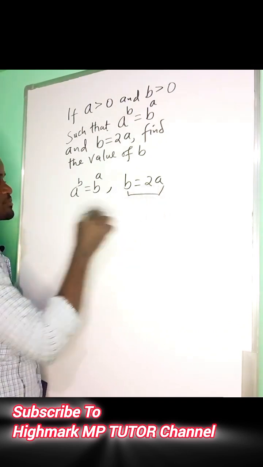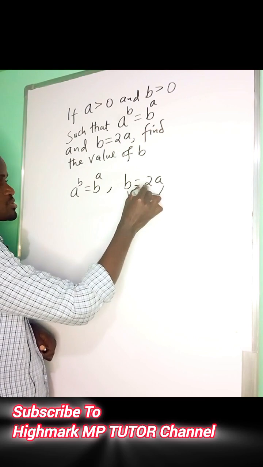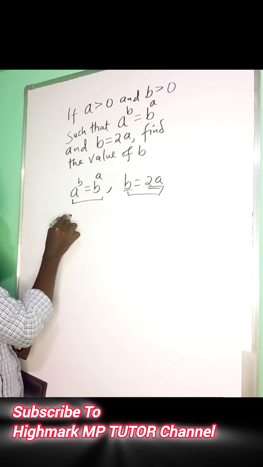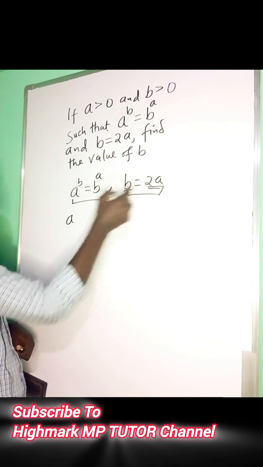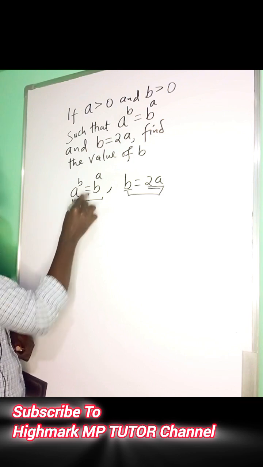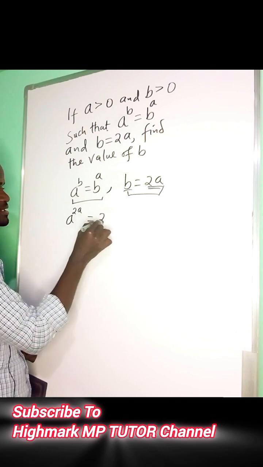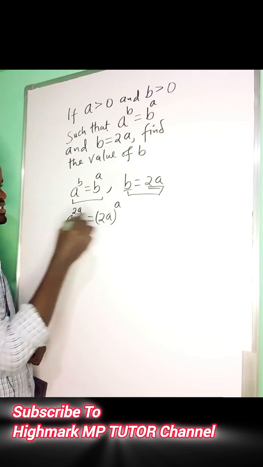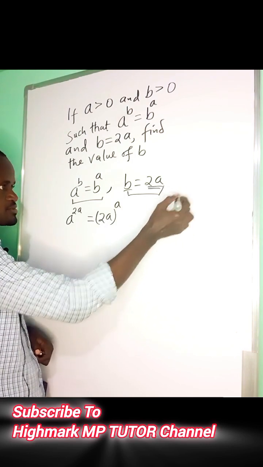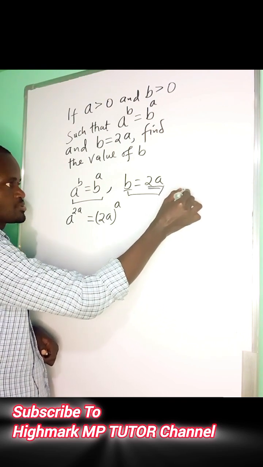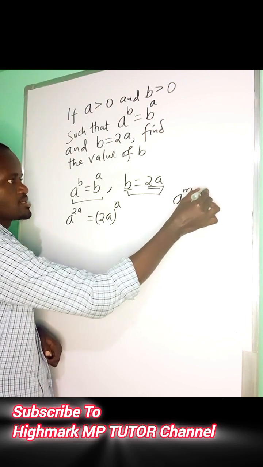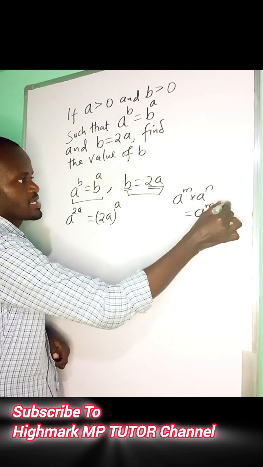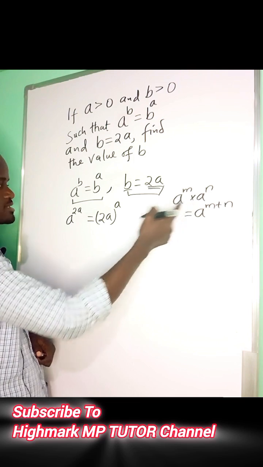Now from this equation here, we are going to substitute twice A for B in this equation so that the left hand side becomes A raised to B, but B is twice A. And then the right hand side will become B, which is twice A, raised to A. Well, at this point, we are going to apply the laws of indices. First one, which says that A raised to M times A raised to N should be equivalent to A raised to M plus N, so long as the bases are the same.